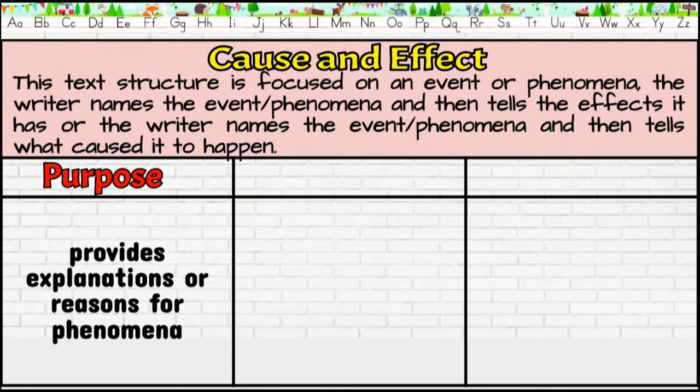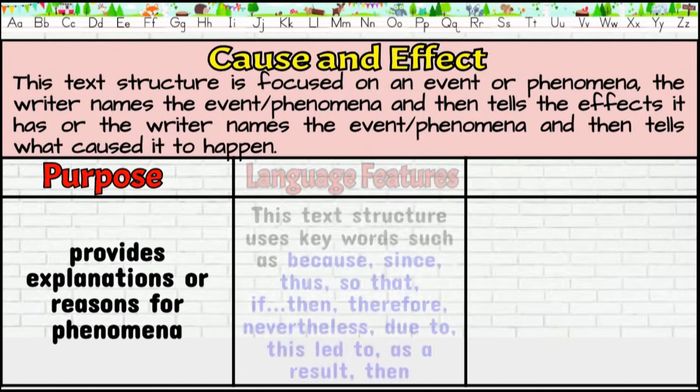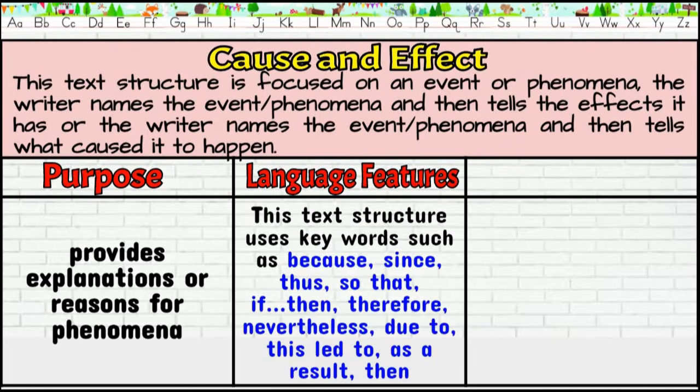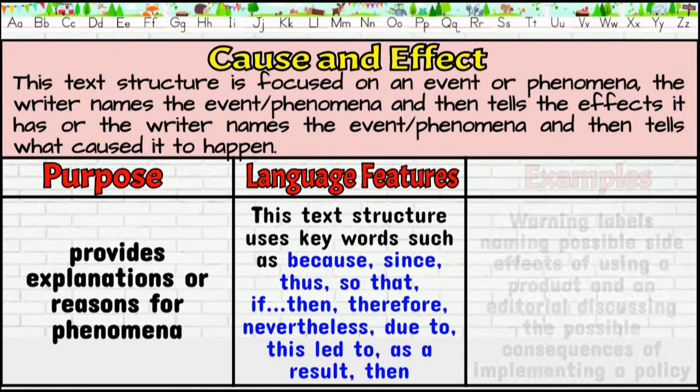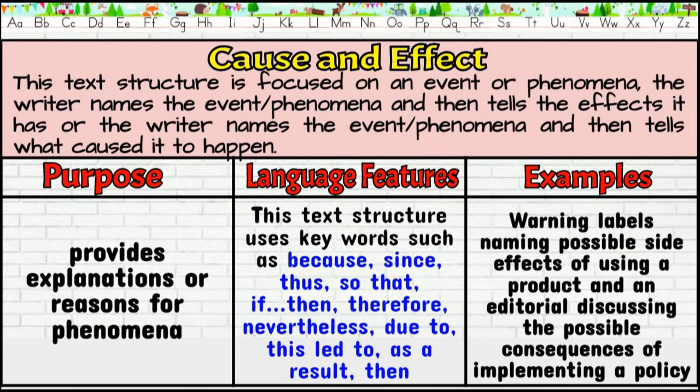This text structure uses keywords such as because, since, thus, so that, if, then, therefore, nevertheless, due to, this led to, as a result, then. Examples of cause and effect text structure are warning labels naming possible side effects of using a product, an editorial discussing the possible consequences of implementing a policy.